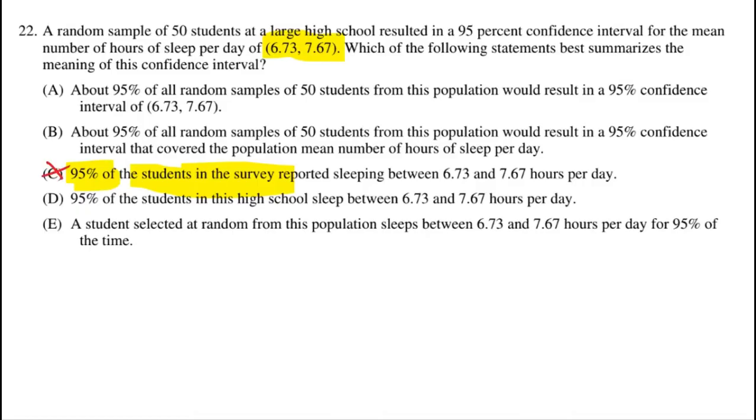And then D says 95% of the students in the high school sleep between 6.73 and 7.67 hours. No, I'm 95% confident that the true mean sleep for the kids in the high school is in that range, but it's not about 95% of the students. That's incorrect as well. And then E says a student selected at random from this population sleeps between 6.73 and 7.67 hours per day 95% of the time. What? No, that has nothing to do with what you should have been taught. It has nothing to do with 95% of the time. That's incorrect as well. So now we're down between A and B.